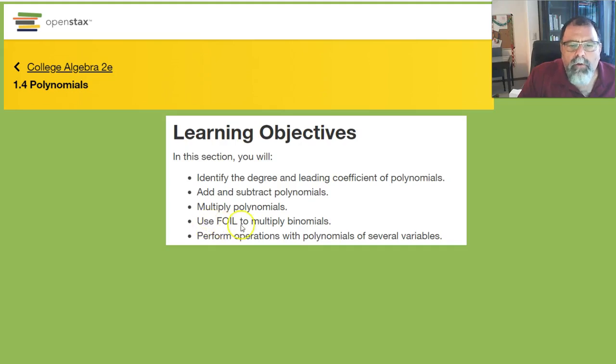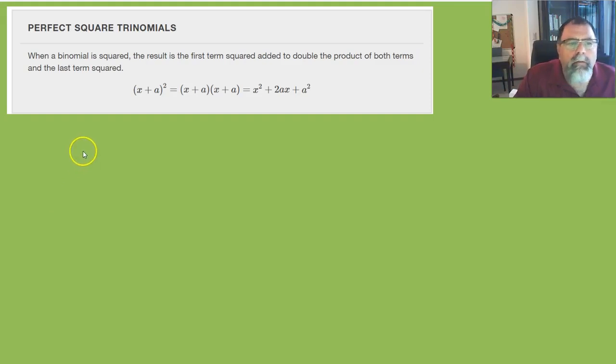So actually the FOIL method was the learning objective, the fourth one. And now there's one more multiplying one we're going to cover, which is the perfect square trinomials. So this is still within the FOIL. It's a special case for foiling, right? So when a binomial is squared, the result is the first term squared added to double the product of both terms and the last term squared. So let's kind of analyze this.